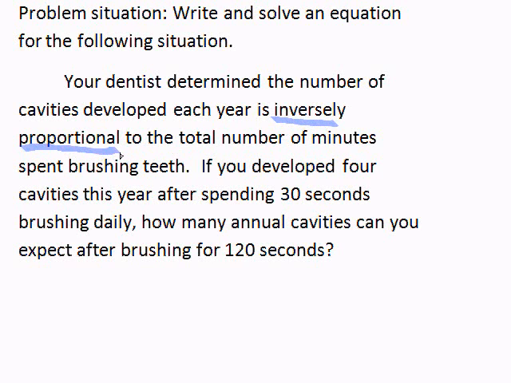That means we're going to be using a different equation than we did last time. For this one, we're going to be using the equation y equals k over x, where the number of cavities will be y, the first value given, and the total number of minutes spent brushing your teeth. In this case, let's make it seconds to be more consistent with the information we're given. So the total number of seconds will be x.